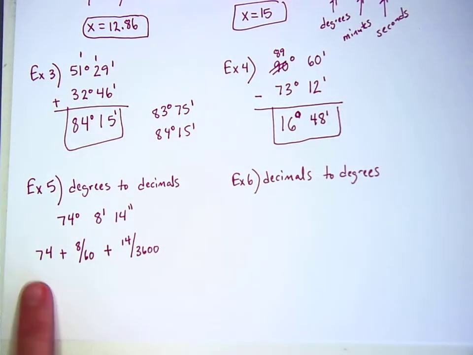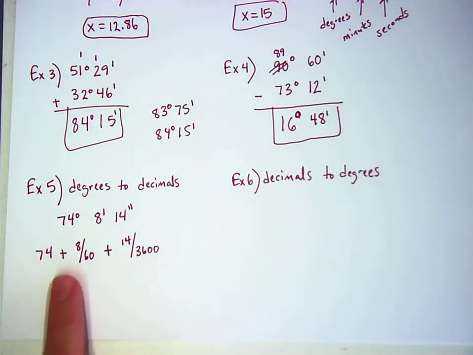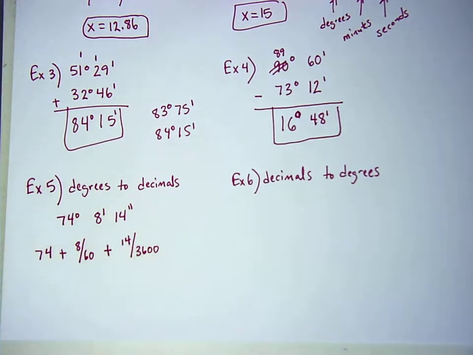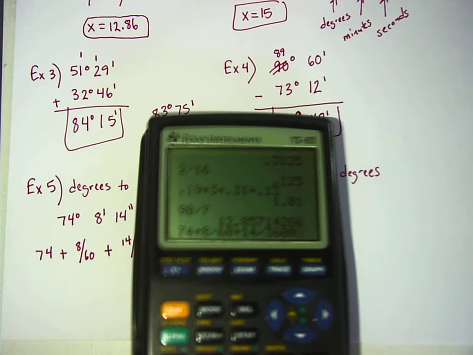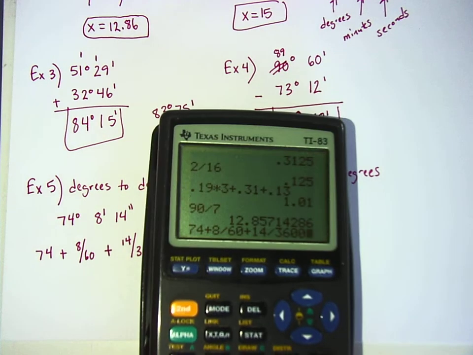So now just put this in your calculator. You can do it all at once. 74 plus 8 divided by 60 plus 14 divided by 3,600. You can do it all at once in your calculator. Nope. And the reason why is because your calculator is stupid and it obsessively follows rules.